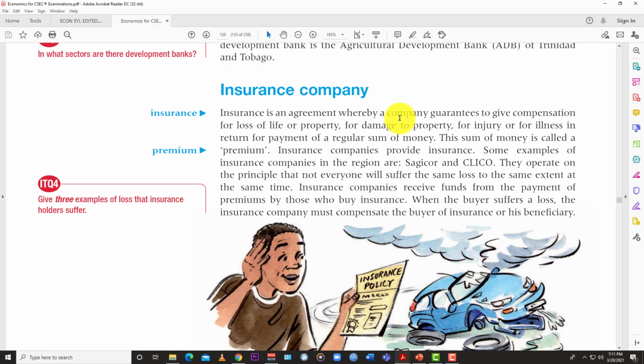Insurance is an arrangement whereby a company guarantees to give compensation for loss of life or property, for damage to property, for injury, or for illness in return for payment of a regular sum of money that you call a premium, a monthly premium. Insurance companies provide insurance. Some examples of companies in the region are Sagicor, Clico, Nagico. You have a whole lot of different insurance companies. You can name your local insurance company.